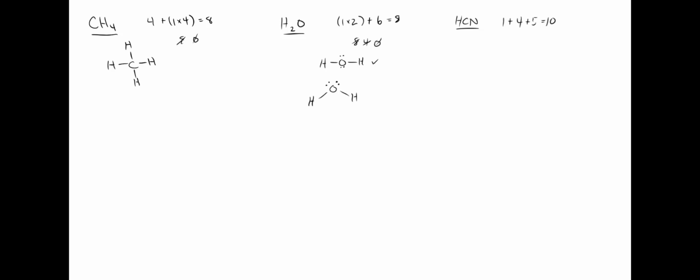Okay, let's find the central atom. It's probably going to be the one in the middle here, but let's make sure that's the case. So hydrogen can't be the central atom. The least electronegative between carbon and nitrogen is carbon. So carbon is most likely the central atom. It certainly is in this case. And it is bonded to hydrogen and nitrogen.